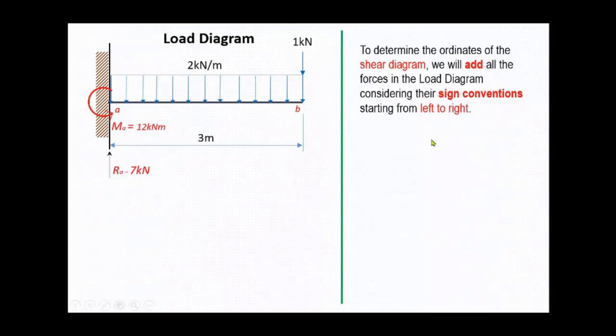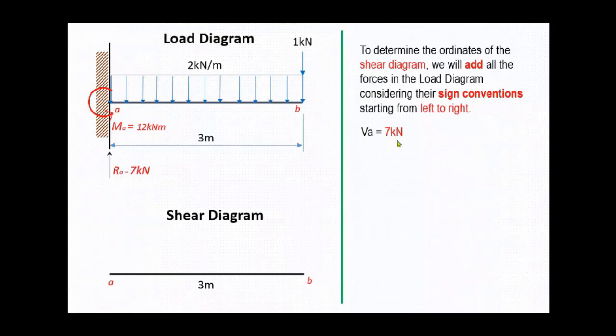So at the bottom part, you have the shear diagram, you have the line AB. At point A, you have the shear V sub A, which is equal to 7 kilonewton. It is positive since it is going upward. So we will draw a straight line at point A in the shear diagram. So you have there 7 kilonewton at point A.